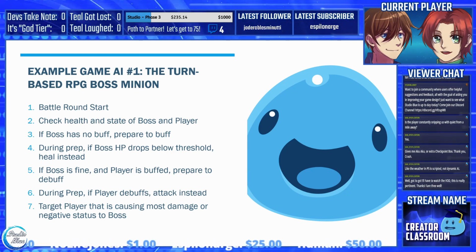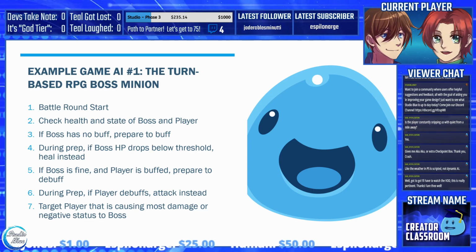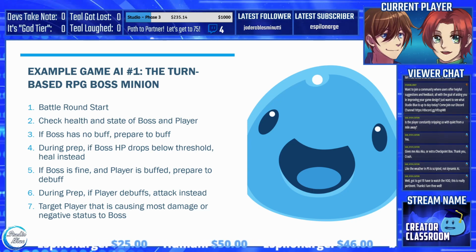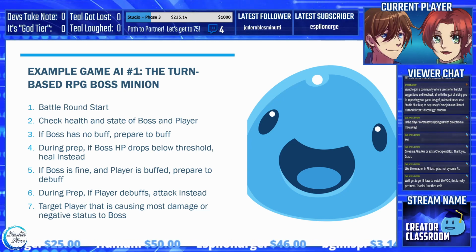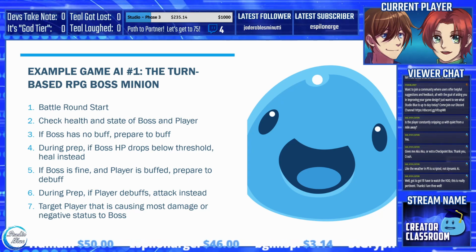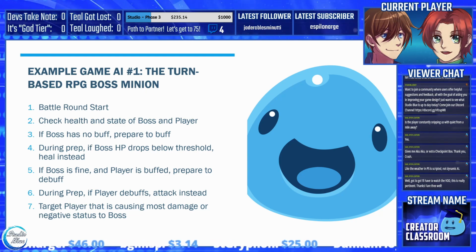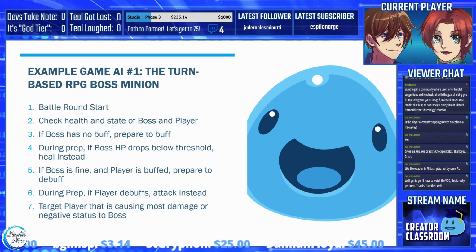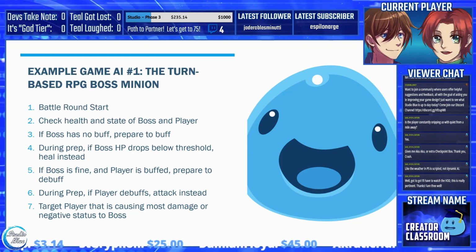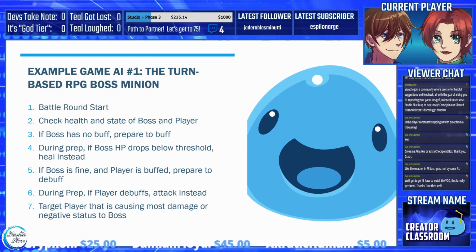Example AI 1, and we're going to run you through how the algorithm would work in list format. The turn-based RPG boss minion. So what does the minion do? Our slime buddy is volunteering. So with our slime minion, the battle round starts.